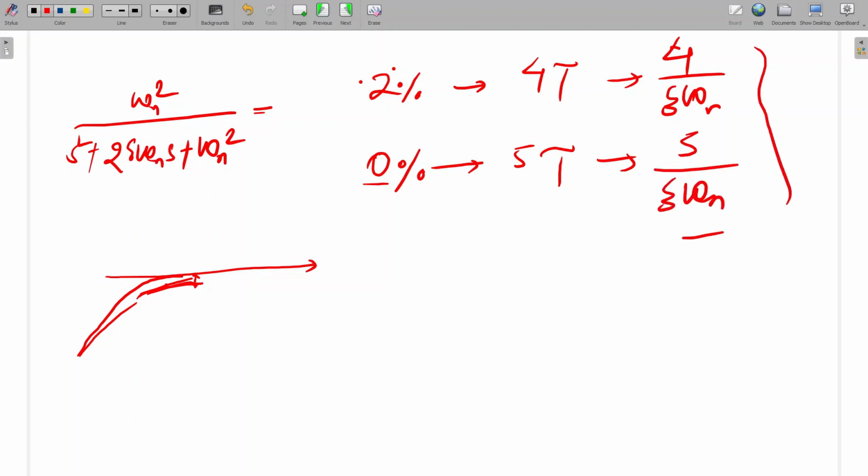Is it clear? This is standard. You should remember all these time response formulas.